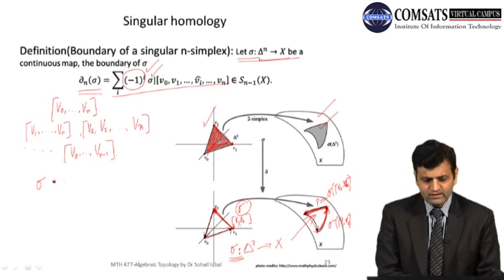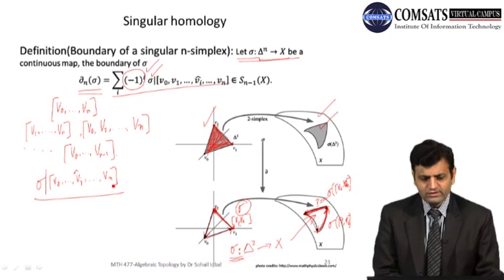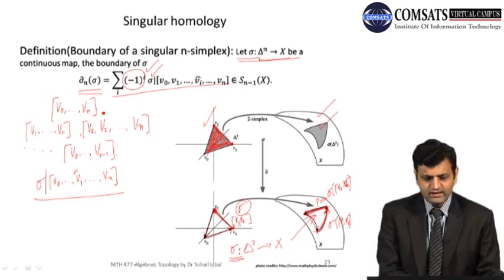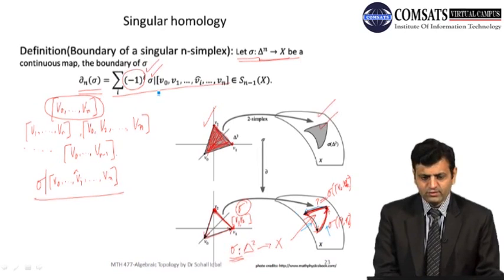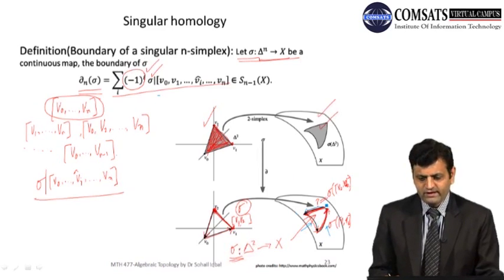Okay, so this sigma restricted to v naught up to vi, and deleting this vi up to vn, is basically the continuous image of one face of the standard n simplex v naught up to vn. And since I want this face, and this face, I should add them in order to make sure that I'm collecting all of these boundaries.